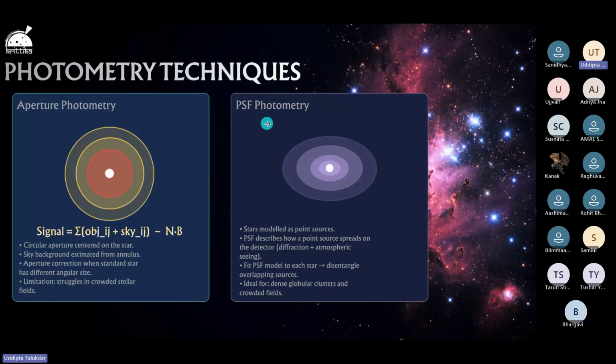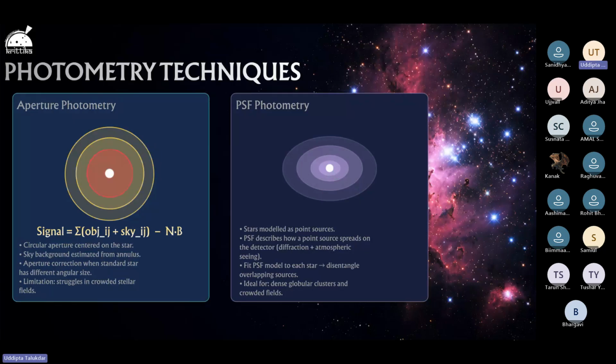PSF stands for point spread function. The idea here is that instead of drawing a circle, you build a mathematical model of exactly how your telescope smears out a star's light. Then fit that model to every star in that image. You might have observed that instead of circles, I drew ellipses here because this is more accurate. Because of the stretching of the starlight, we observe elliptical blobs instead of perfect circular structures.